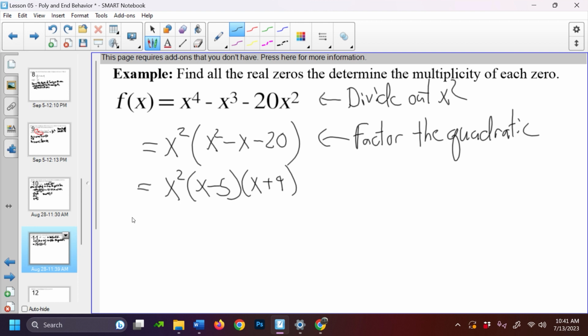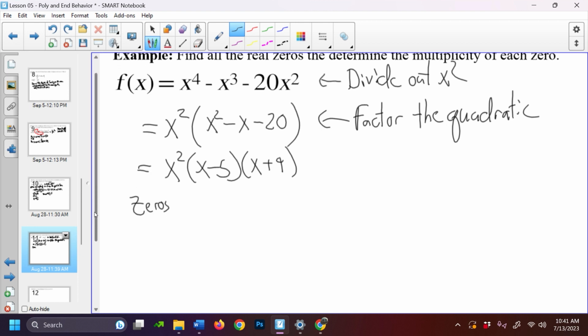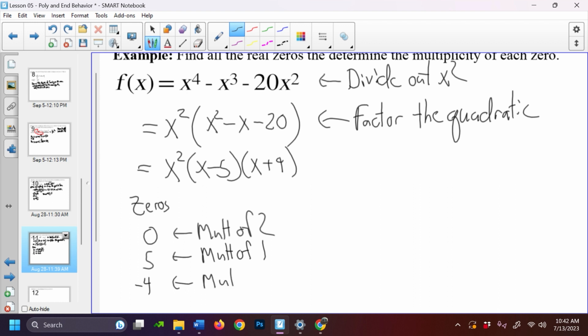All right, so my zeros. Let's make a list here. And what makes x squared 0? Well, 0 makes x squared 0. What makes x minus 5 0? Well, 5 makes x minus 5 0. And what makes x plus 4 0? Well, negative 4 makes x plus 4 0. And so if I look at this, this one has a multiplicity of 2, because there are two x's. This one has a multiplicity of 1 because there's only one factor, x minus 5, and this one has a multiplicity of 1 because there's only one x plus 4 factor.